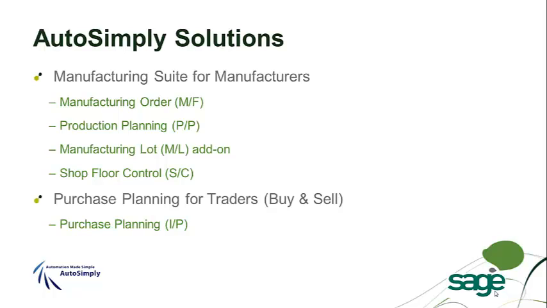Under the manufacturing suite, we have 4 modules. The core module is the manufacturing module, or MF for short. We can choose to add the production planning module, the manufacturing lot serial add-on, and the shop floor control module on top of MF. For trading companies, we have the purchase planning module.